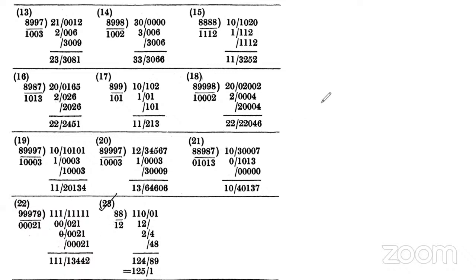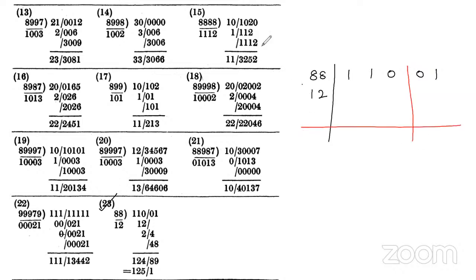Example 23 also. 88 is my divisor and my dividend 1, 1, 0, 0, 1. So if you see the modified divisor, that is 12 we have. So only 2 digits now. After 2 digits, we are dropping the line. So here first we are dropping the 1. So 1 into 1 is 1. 1 into 2 is 2. Is over.